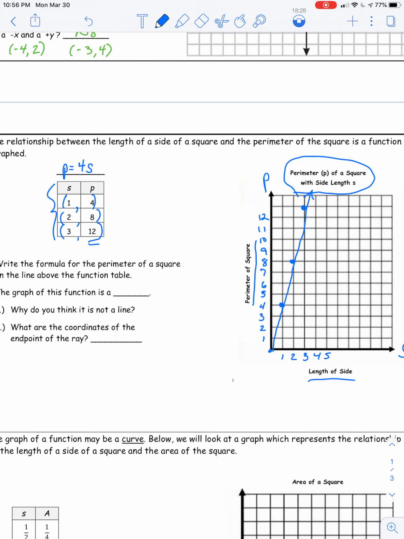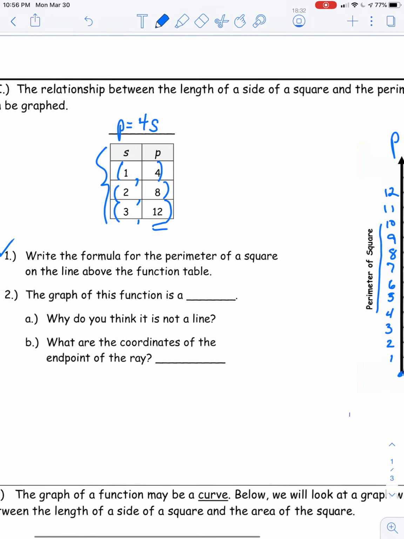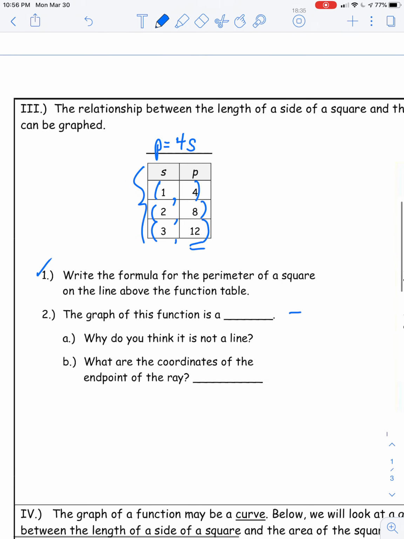All right, so what do you call this in geometry? This is not a line. What is that called? Number 2, we're going to answer that. It's not a line. It actually looks like that. You remember what that's called? That's a ray.